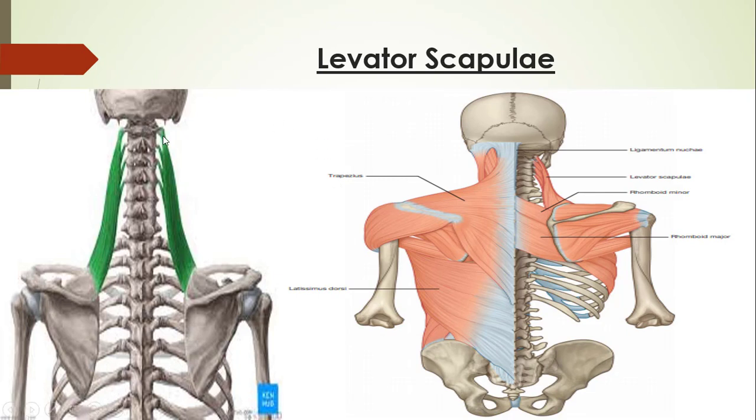So, the origin and insertion. The origin is the transverse processes of cervical 1 to cervical 4, and the insertion is on the upper portion of the medial border of the scapula.